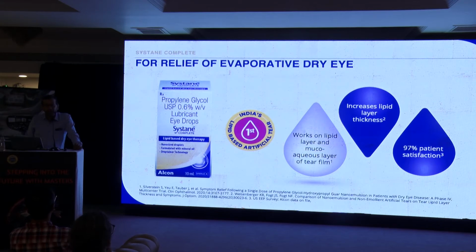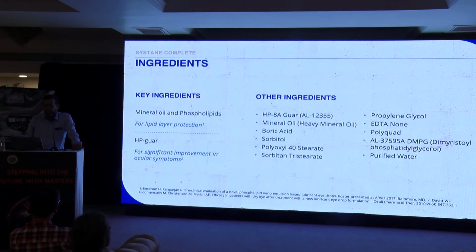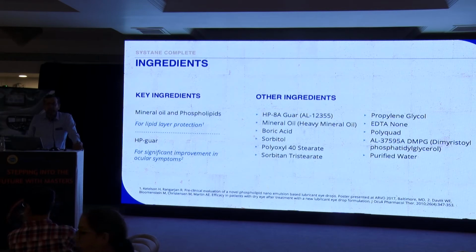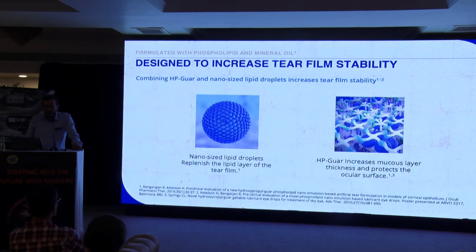Alcon today has now introduced Systane Complete, which basically works on the lipid layer and the mucoaqueous layer of the tear film. It increases the lipid layer thickness and has a high level of satisfaction. What it contains basically is mineral oil and phospholipids and HP guar. HP guar we've been using in the form of Systane Ultra for quite some time, and propylene glycol and boric acid.